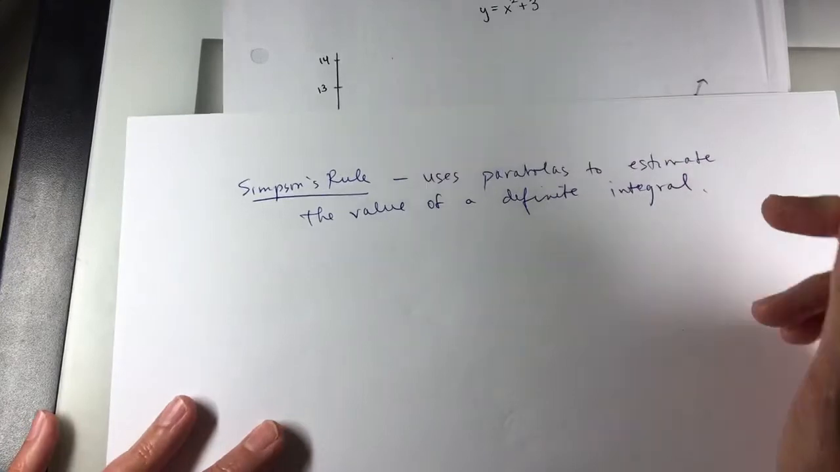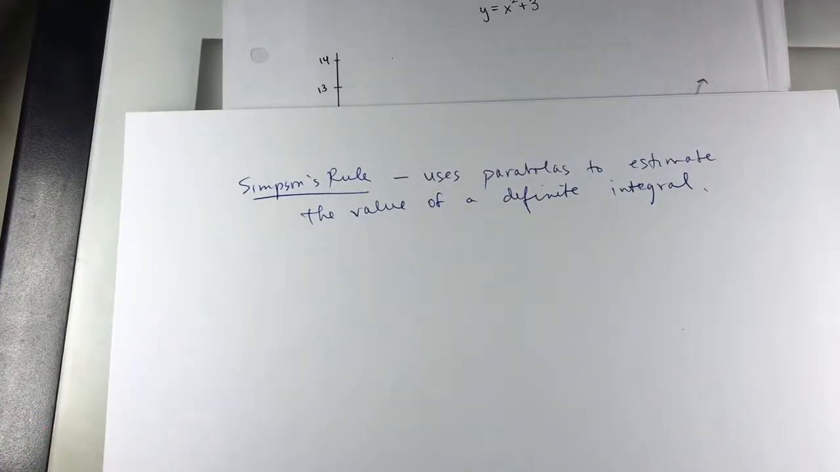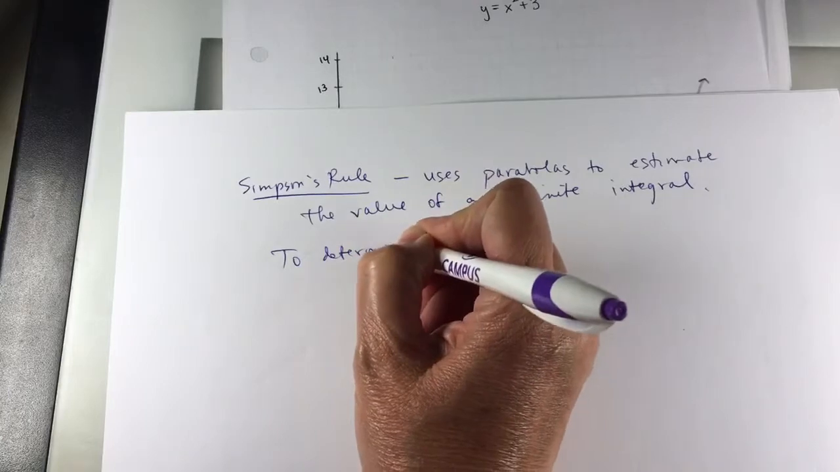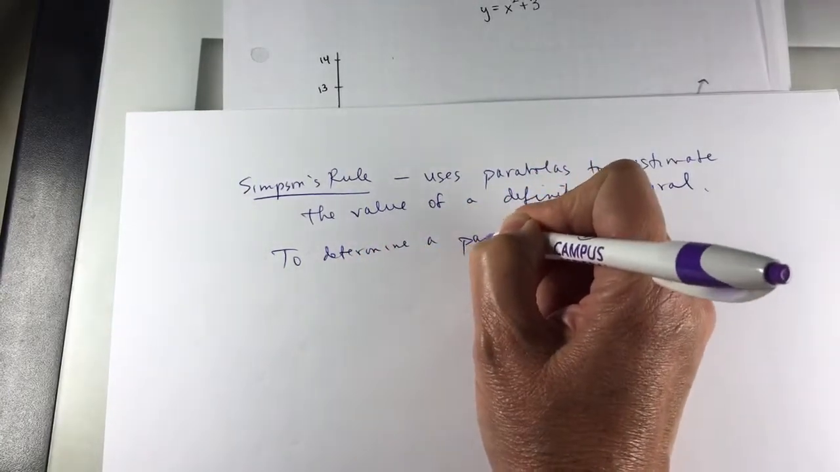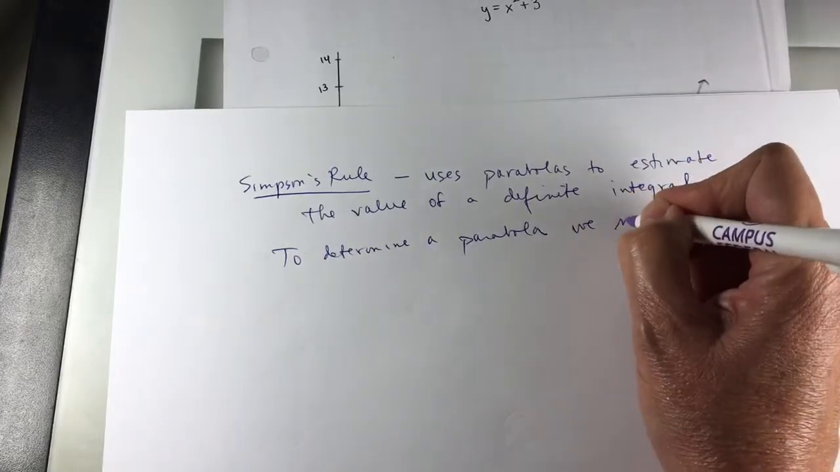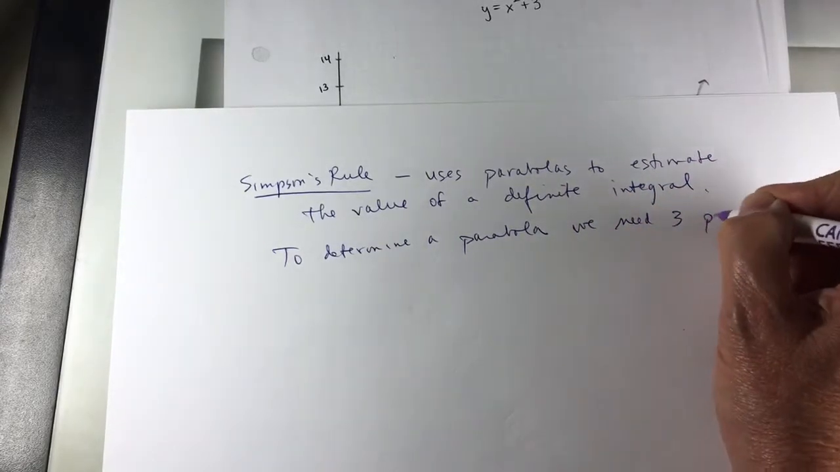Now here's something you might not remember, but I'll ask this question anyway, or maybe it was never presented to you quite this way. How many points do I need to determine a parabola? 3. We need 3 points to determine a parabola.